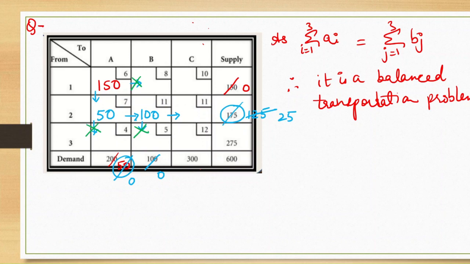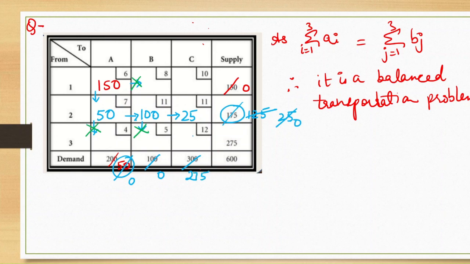I can't go down because source 2 and destination B have already exchanged the 100 units. Moving ahead, 25 is the supply and the demand is 300. Obviously, when the supply is 25, that's the minimum. So I'll just take 25 units to destination C from source 2. This becomes 0, and here, subtracting it, it becomes 275.